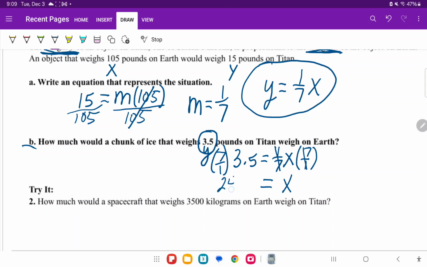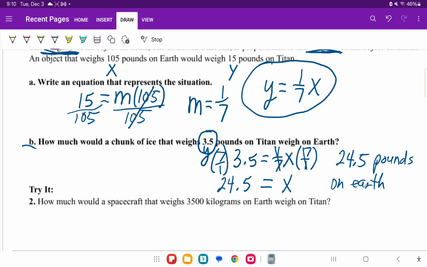Anybody else get that? Yeah. So it's 24.5 pounds on Earth. Okay, so can you do the try it?